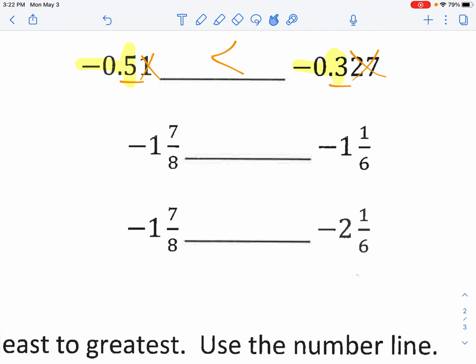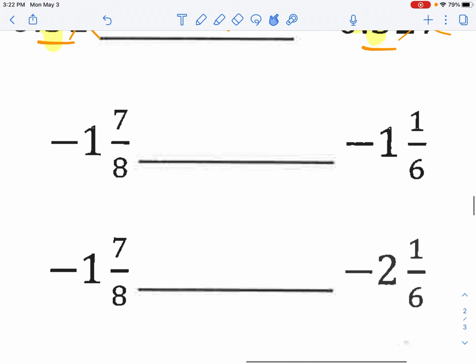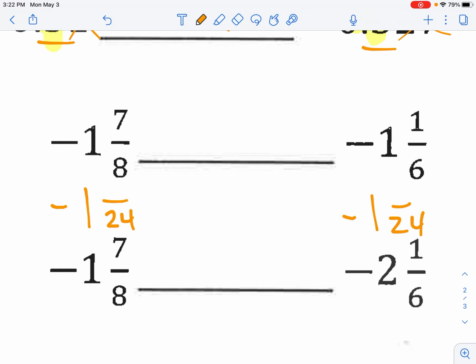So I have two numbers both starting with negative 1 with different denominators. So I'm going to find a common denominator. So for 6 and 8, that's going to be 24. So on the left side, 8 times 3 is 24. 7 times 3 is 21. On the right side, 6 times 4 and 1 times 4. Okay, so now that they both start with negative 1, I'm just comparing negative 21 to negative 4. Negative 21 is less than negative 4.